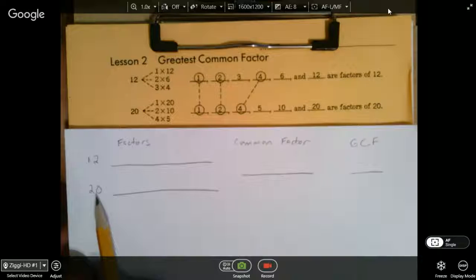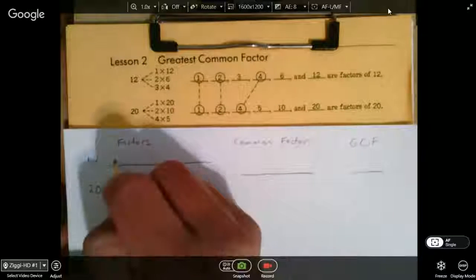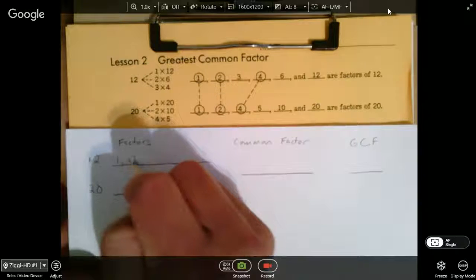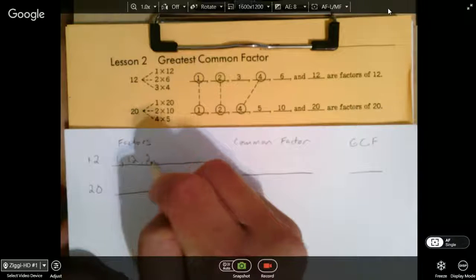Factors are just numbers that will multiply to give you that number. Start with 1. What multiplies to give you 12? 1 times 12 does. So you're going to write 1 and 12. Then move up to 2. What multiplies with 2 to give you 12? 2 times 6. So you're going to write 2 and 6.